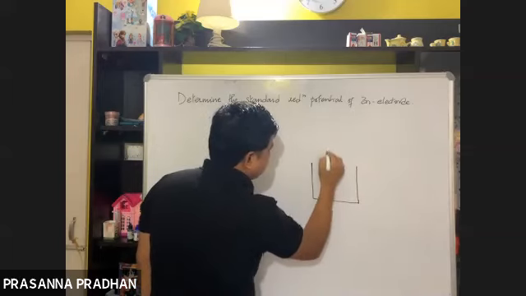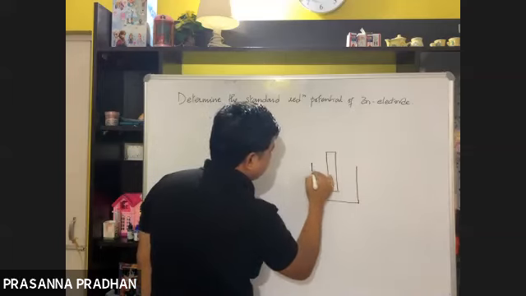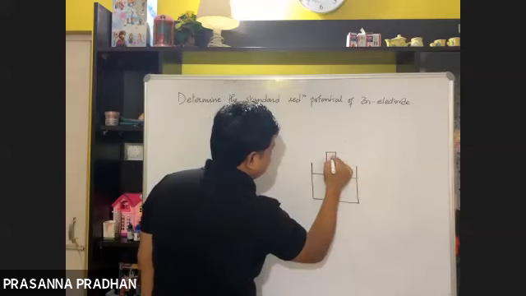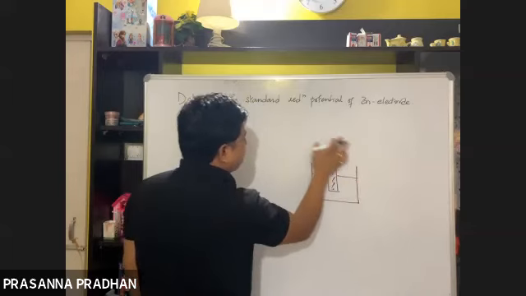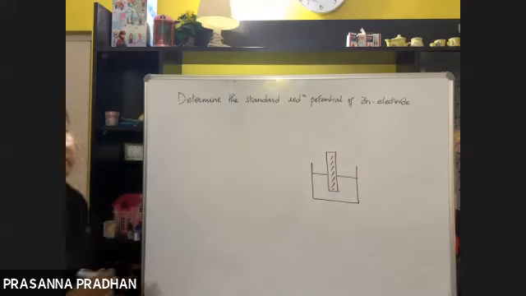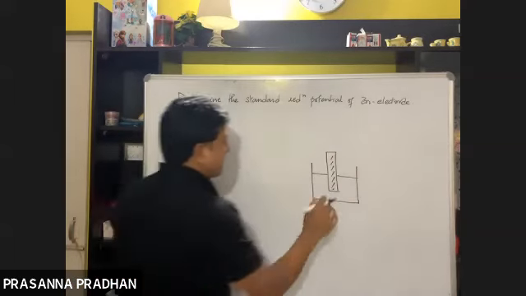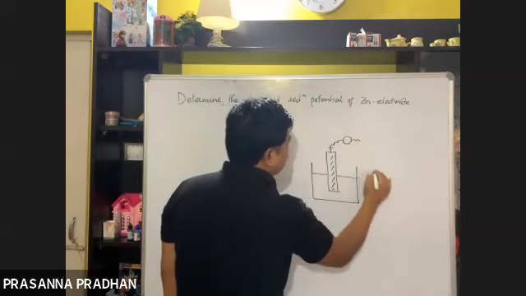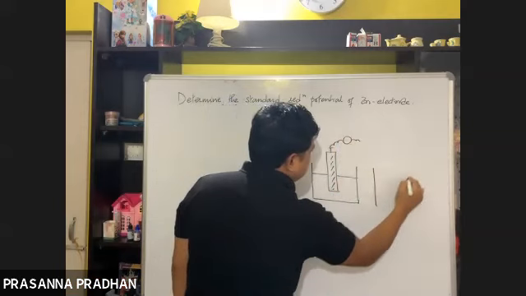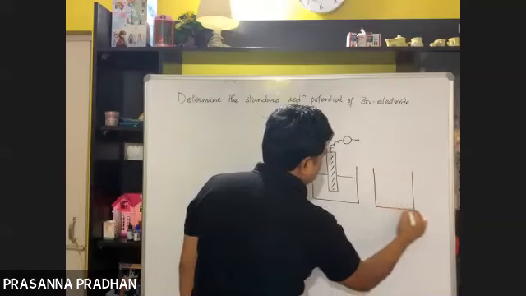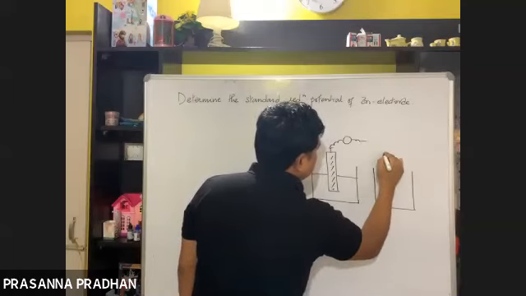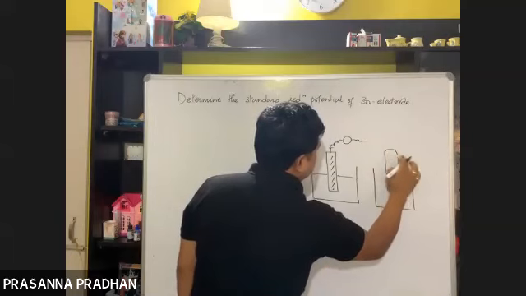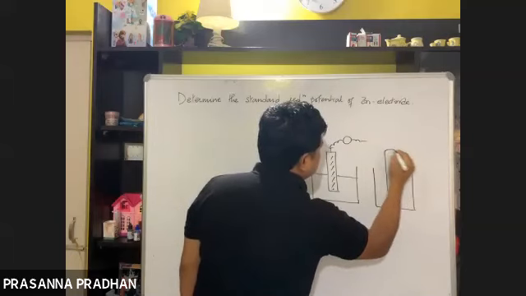Fine, we have a zinc electrode out here. So till now, I don't know which one is the cathode, which one is the anode. Okay, so I have no idea which one is the anode, which one is the cathode. So I have a voltmeter out here. Now I couple this with a standard hydrogen electrode like this.